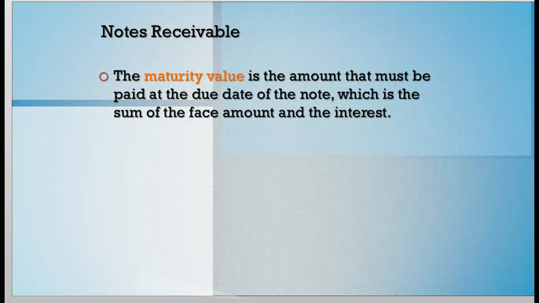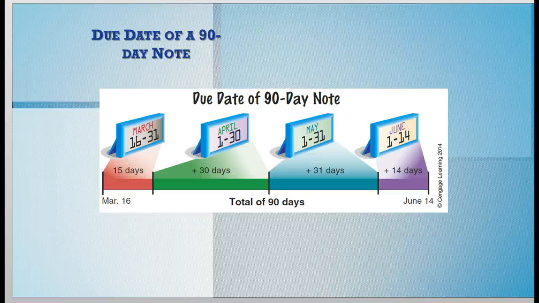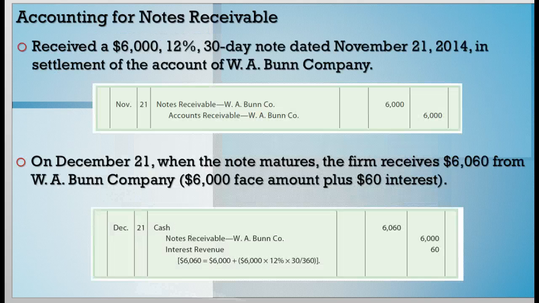And let's review how we figure the days. You take each day for each month, and then you'll find your due date here. So we started on March 16th. There are 15 days in March. There are 30 days in April. There are 31 days in May. And it's supposed to be a 90-day note, so it will be due on June 14th. All of them are figured this way. There's no trick to it. So let's walk through one of these.